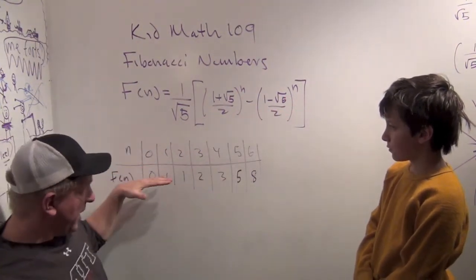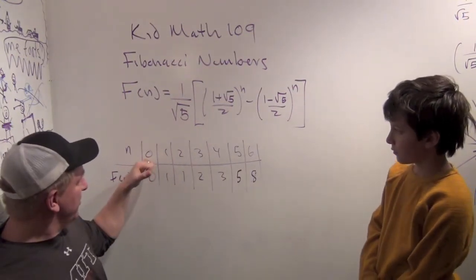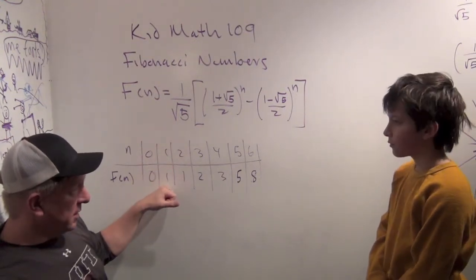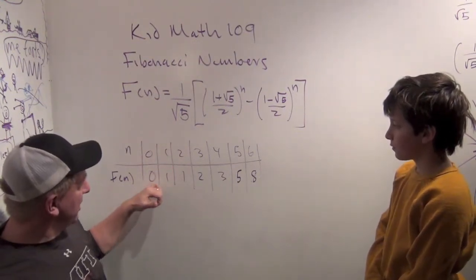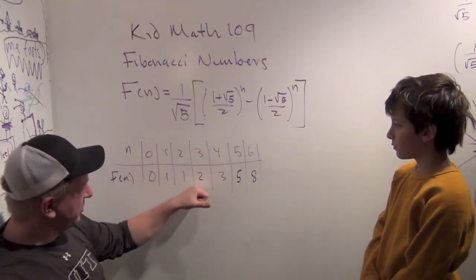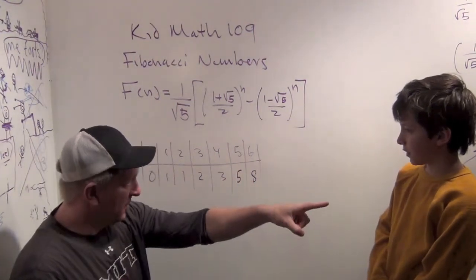Just writing out the Fibonacci numbers, I call Fibonacci number 0, 0, and Fibonacci number 1, 1. Then you just add the last two together to get the next one. 0 plus 1 is 1, 1 plus 1 is 2, 1 plus 2 is 3, 2 plus 3 is 5, 3 plus 5 is 8, 5 plus 8 is 13.